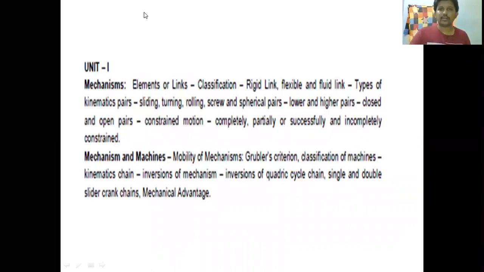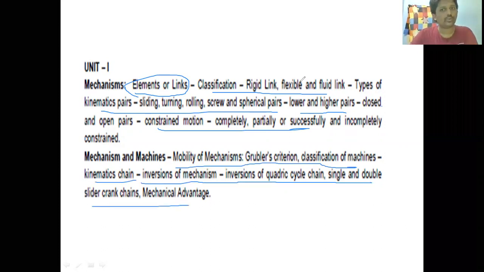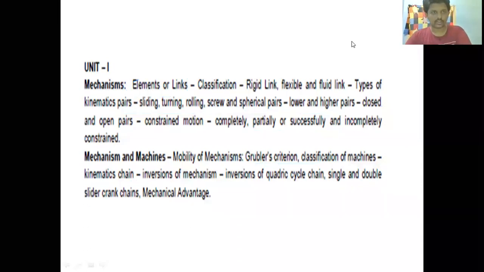This is what our first unit is. I'll explain whether we are done or not. We are done with the elements, links, and the classifications. We are done with the kinematic types: lower pair, higher pair, closed, open, constrained motions. Mechanisms and machines, mobility, Grubler's criterion, classification of machines, kinematic chains, inversion mechanisms, quadric chain, single, double. We are done with all the topics of unit 1. The next topic we are going to see is velocity analysis, and then we'll go for acceleration analysis.